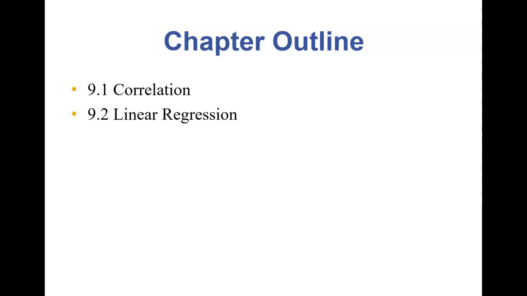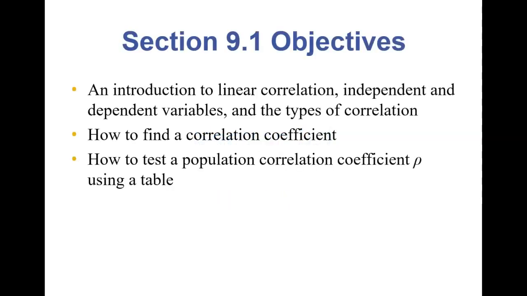Today we're going to be looking at chapter 9. In chapter 9, we have two sections: 9.1 correlation and 9.2 linear regression. So let's go ahead and see what we have in section 9.1, which is completely devoted to correlation. Now let's see what the objectives are.